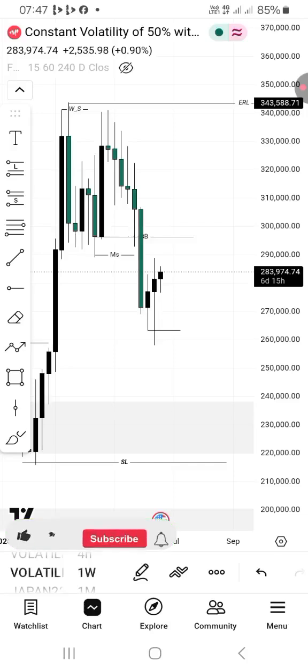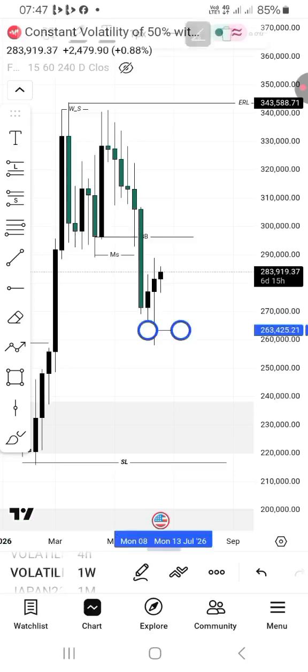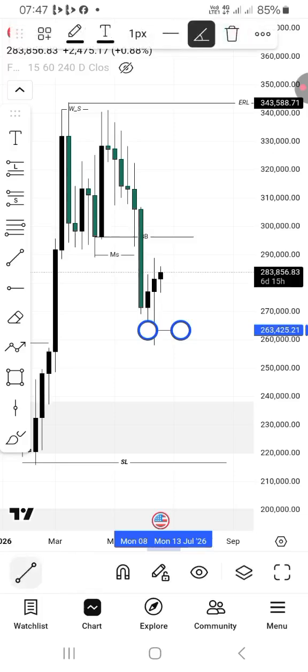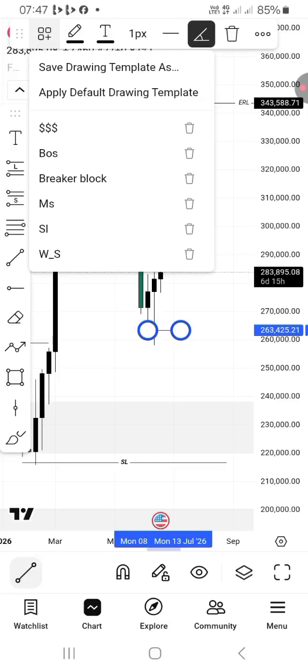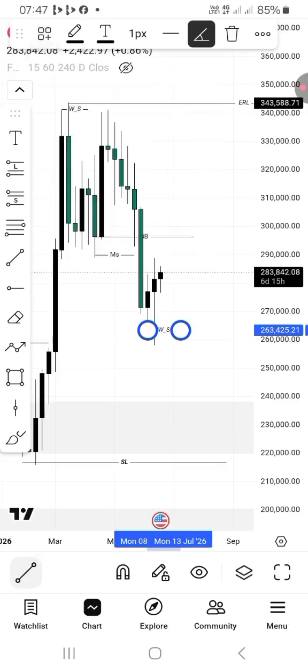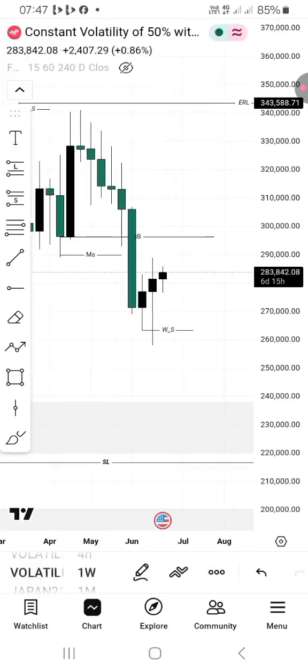So that's the same thing we want to be looking at on the weekly time frame. And on the weekly time frame, we had a sweep around this side. Sorry about that. We had a sweep here, and I will call that a weekly sweep.